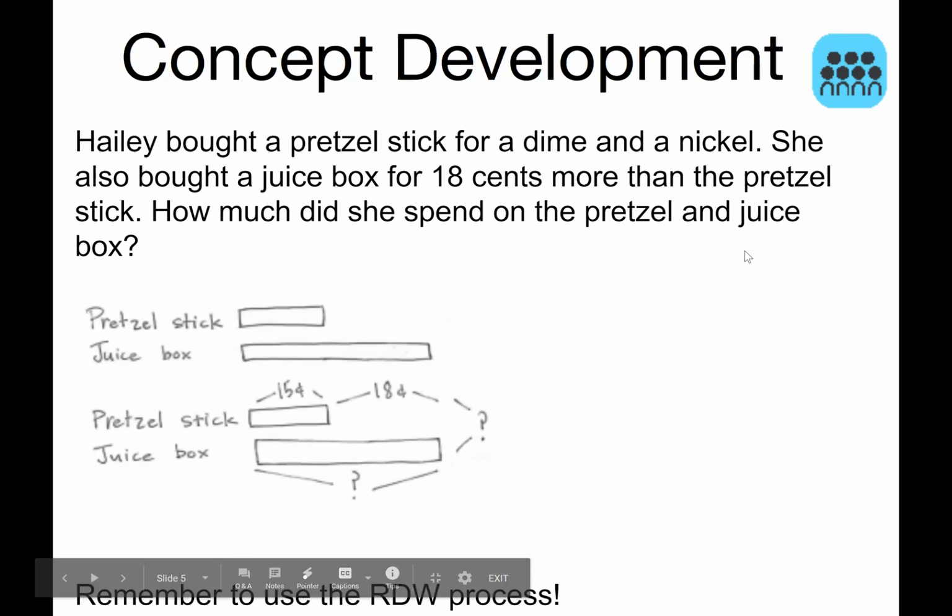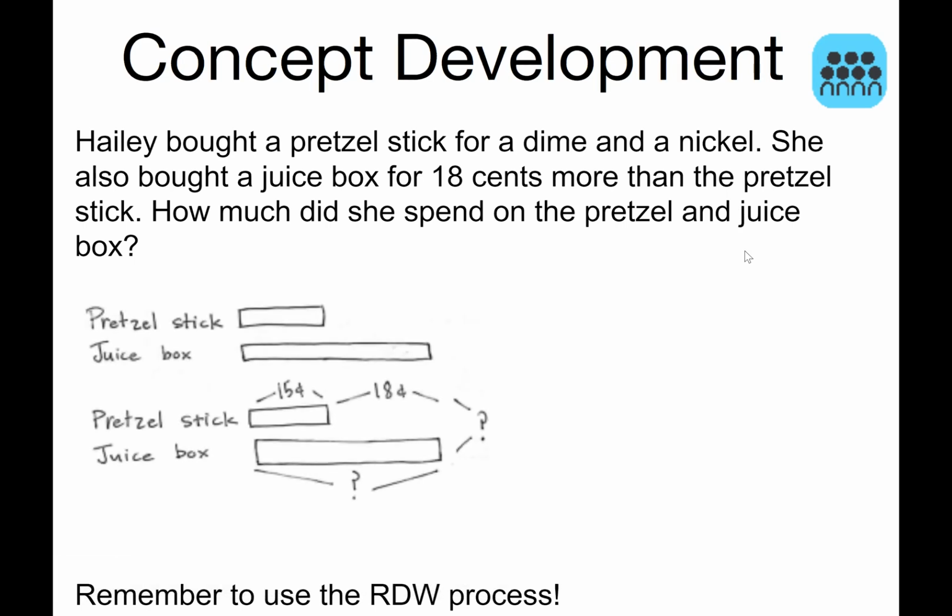So maybe we want to draw a tape diagram, pretzel stick and juice box. Now we know that she bought the pretzel stick for a dime and a nickel. So maybe you might want to draw a dime and draw a nickel. A dime is how much? 10 cents. And a nickel is how much? 5 cents. So draw a dime and a nickel next to pretzel stick, and that equals what? 10 plus 5 equals 15 cents. So we know that she bought a pretzel for how much? For 15 cents.